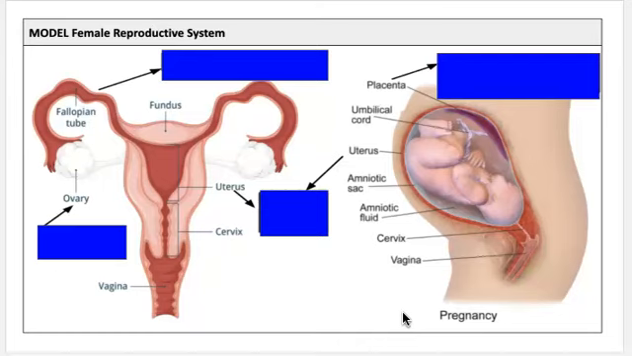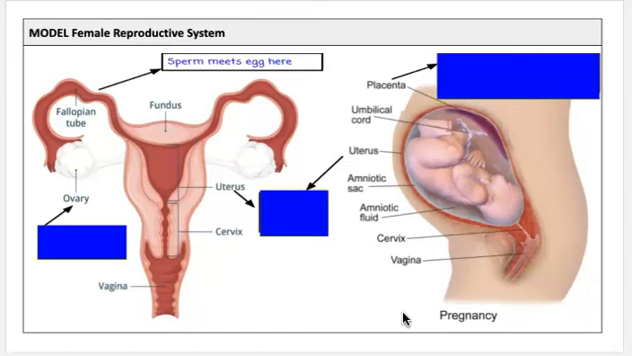Now let's look at the reproductive systems. In the female reproductive system, the fallopian tube is where the sperm meets the egg. So the sperm travels through the vagina, up the cervix, through the uterus, swims all the way into the fallopian tube where hopefully there is an egg waiting to be fertilized.